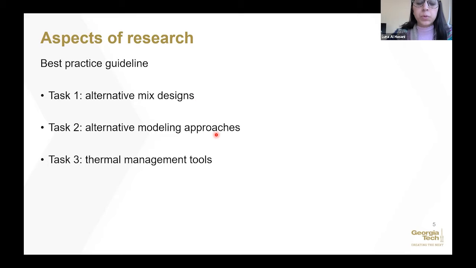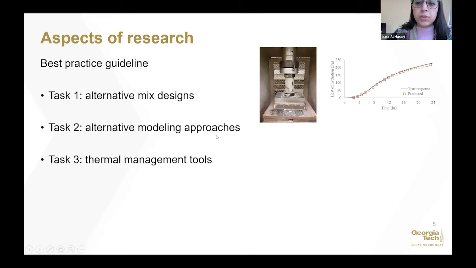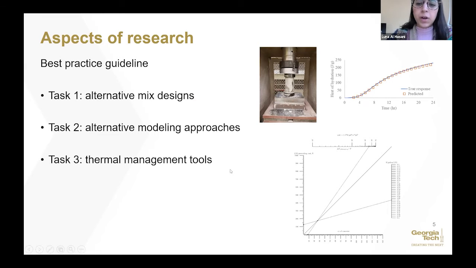The second task was to propose alternative modeling approaches to find the heat of hydration of the concrete. And the third task was to provide GDOT with thermal management tools that would be easy to use and implement, that would serve as preliminary decision-making tools.